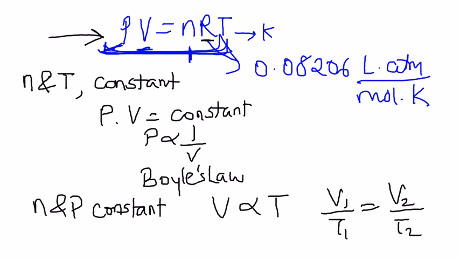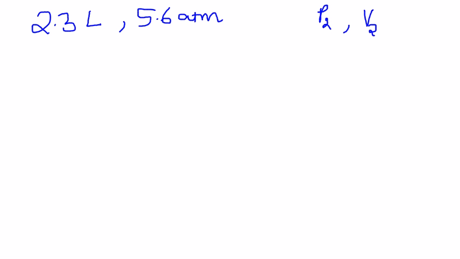So I just want to pick up one of the questions from the review, and you can just take a look at the answers at a later time. Let's just perhaps pick maybe the second one. So the second question is a 2.3 liter sample of nitrogen gas exerts a pressure of 5.6 atm. What is the pressure if the volume is decreased? So what is P2, if the volume is decreased to 1.8 liters.